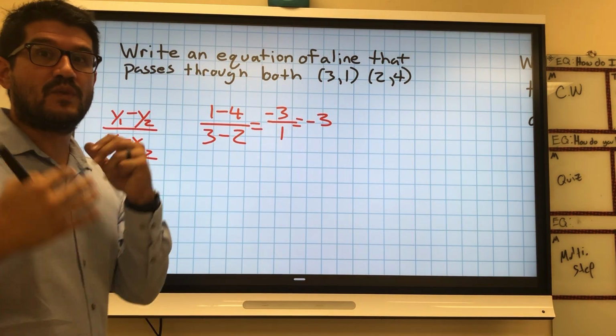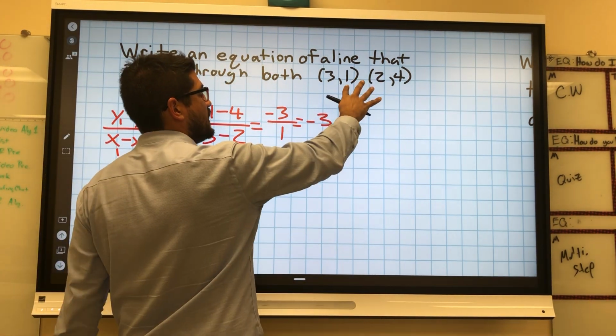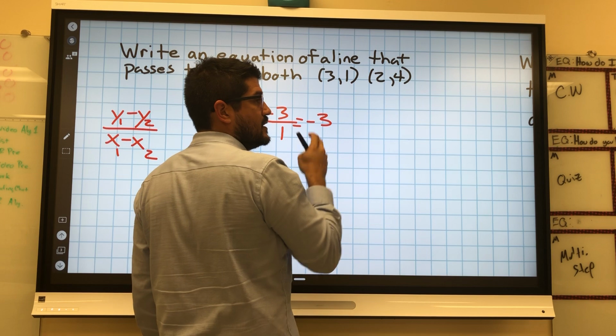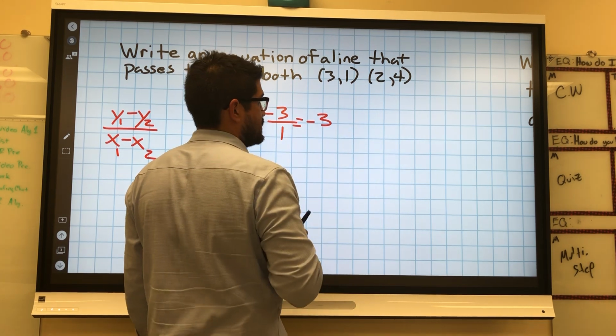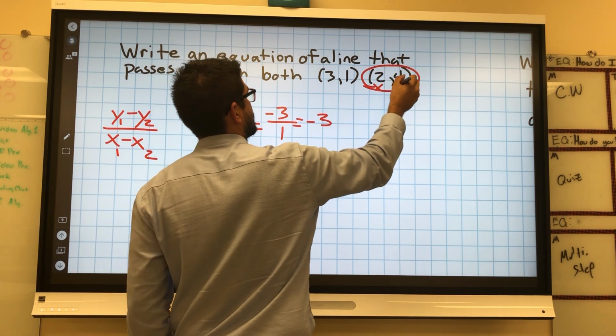So we have the same situation we had before. No, Mr. Castro, you have 2 points. That doesn't matter. That helped me find the slope. And now I just have to choose one to find the y-intercept. So I'm going to choose this one. Okay? So remember, this is x and this is y.